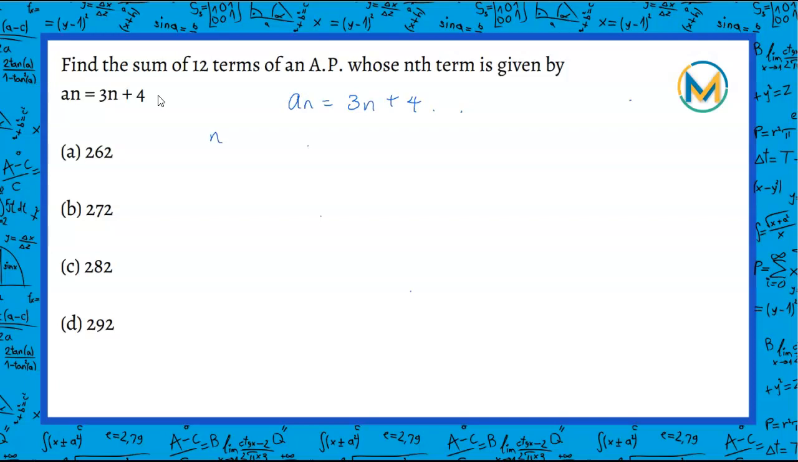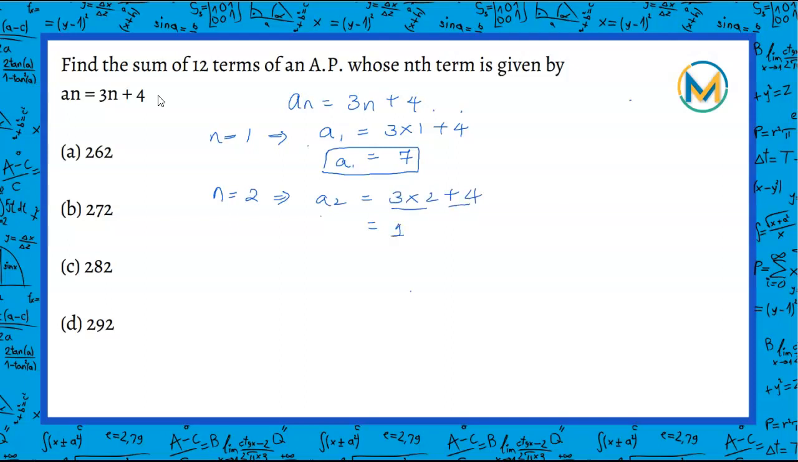What we'll do is let's take n to be 1. So a1 would become 3 into 1 plus 4, which becomes 7. So the first term of this AP is 7. Then let's take n to be 2. So we get a2 is 3 into 2 plus 4. This becomes 6. 6 plus 4 is 10. So the second term in this AP is 10. So looking at this, I can say the first term is 7 and the common difference here is 3.